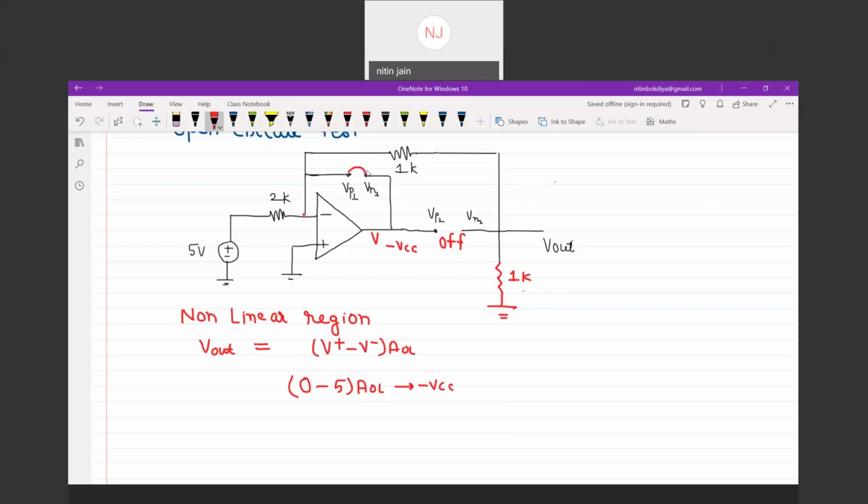So what can I say, what is the output for this circuit? The output for this circuit is equivalent to 0. V out for the circuit is equivalent to 0. So 0 is the correct answer for this question. So, one of the tricky questions from the op-amp circuits.